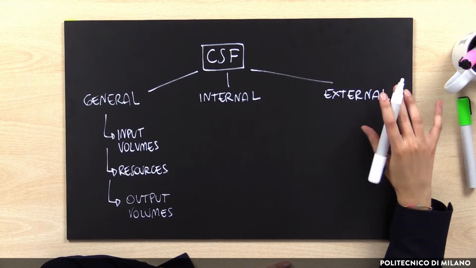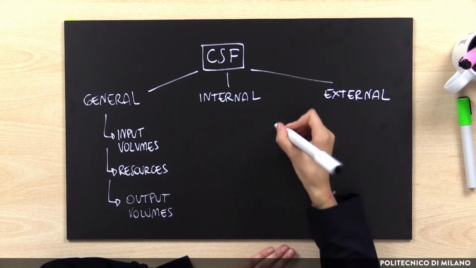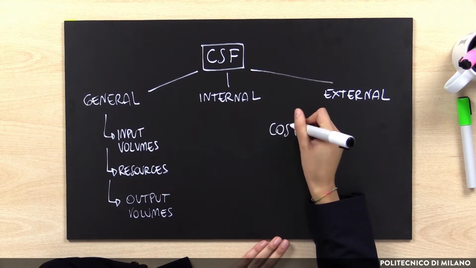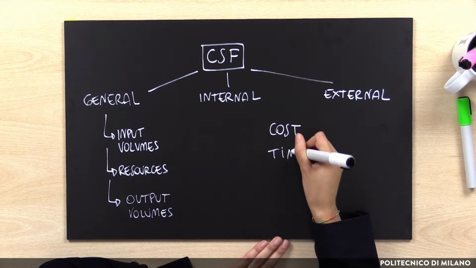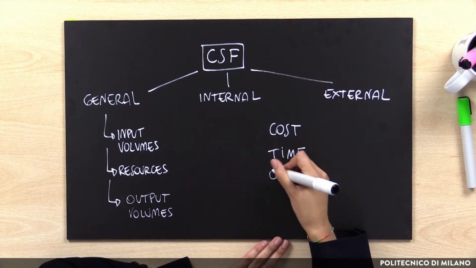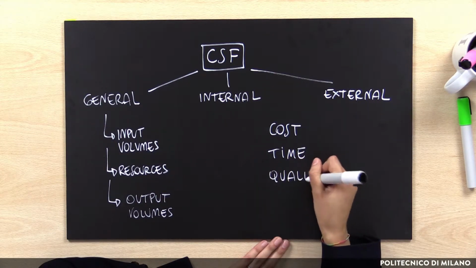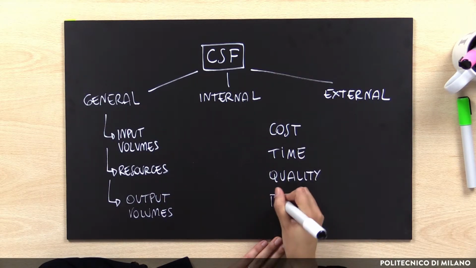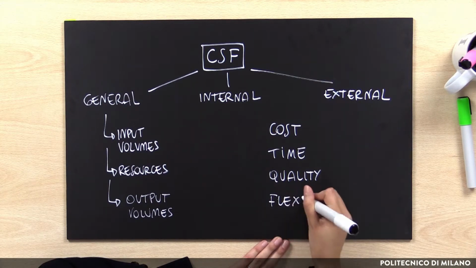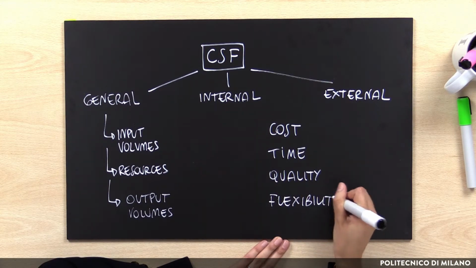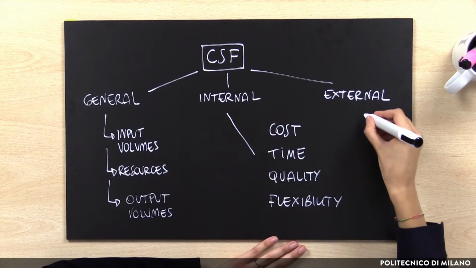We now distinguish performances on a more operational level with four main areas: cost, time, quality, and flexibility. All these four dimensions can be measured at the internal or at the external level.